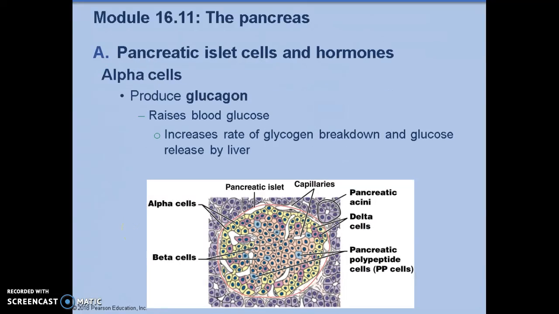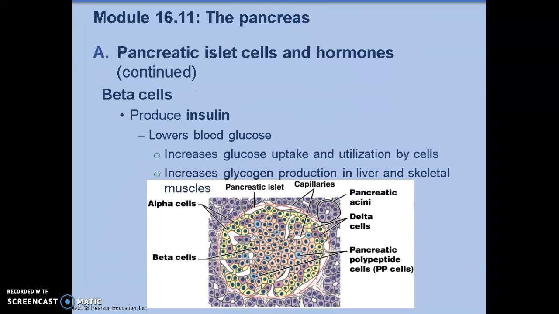The pancreatic islets contain different cells, and you can see by this picture we've got alpha cells, beta cells, pancreatic acini, and delta cells, polypeptide cells, and so on. But what we're concerned with is the alpha cells, number one. They're going to produce glucagon, and glucagon will increase blood glucose levels. Well, where is it going to get the blood glucose? It's going to break down glycogen in the liver, and that's going to increase blood glucose.